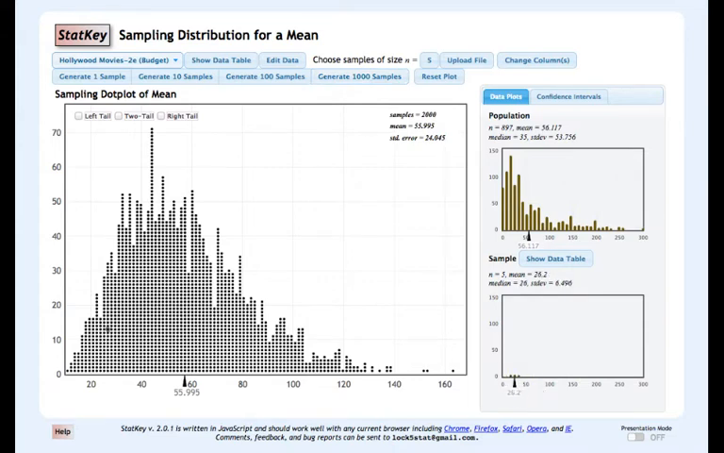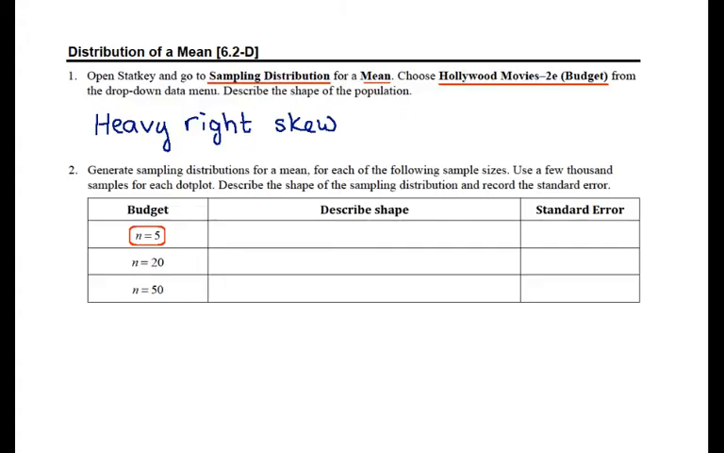It looks like we have lost some of the skew that was in our original population. This is now moderately skewed to the right, but not heavily. But that skew is definitely still there, and our standard error estimate is 24.045. Yours might be a little bit off from that. So we'll describe that shape as moderate right skew. And the standard error, 24.045.